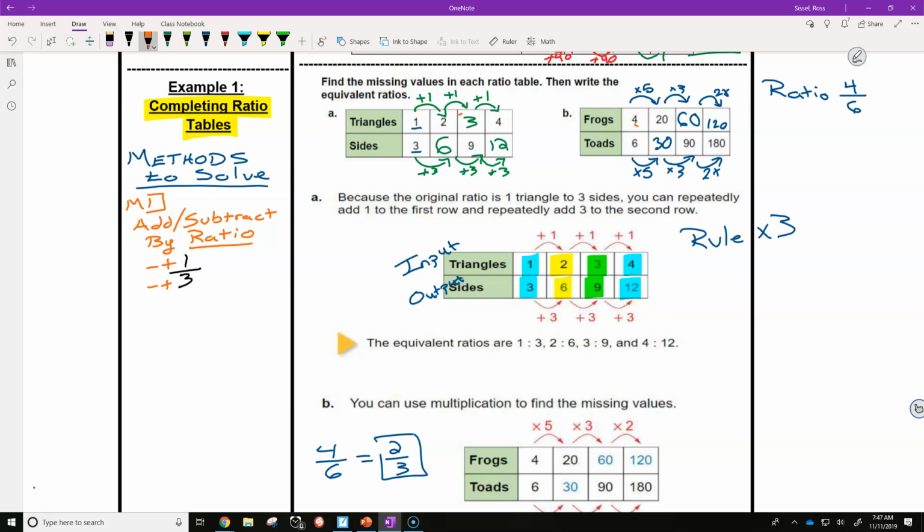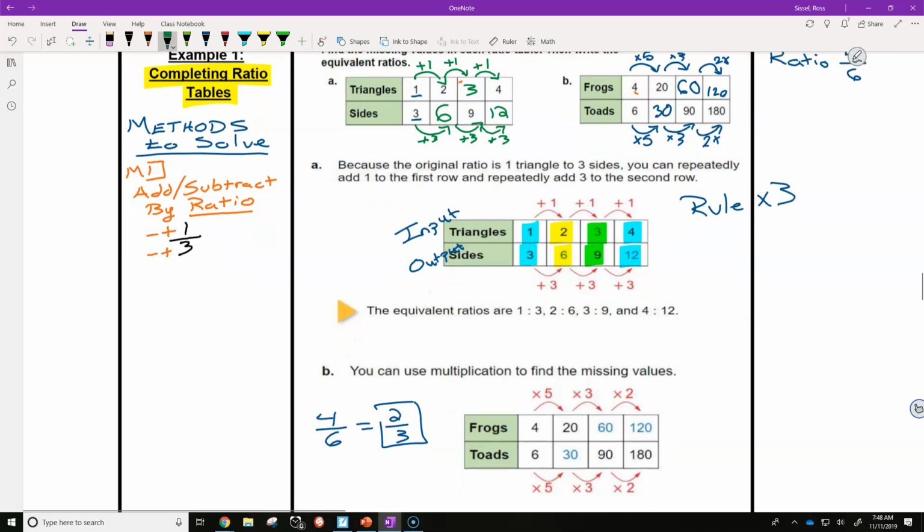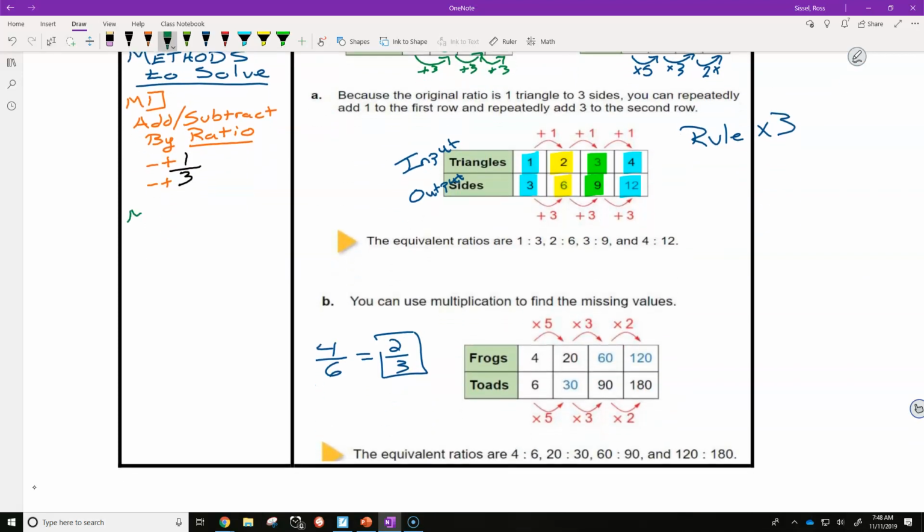Okay? And the reason you can do that is because it's just like repeated addition. You're mainly using multiplication. You're just not showing the multiplication. You're doing repeated addition. Alright, method 2. Multiply or divide.